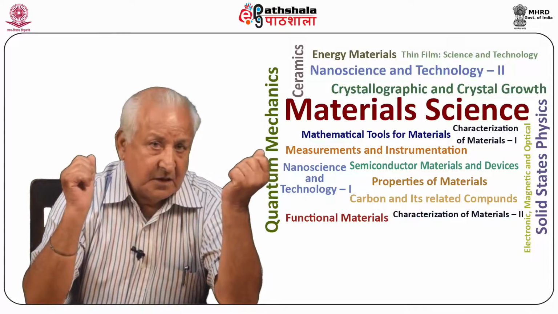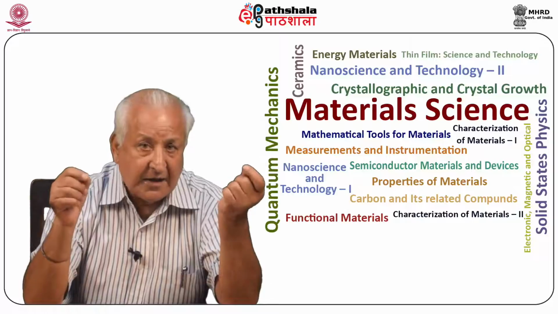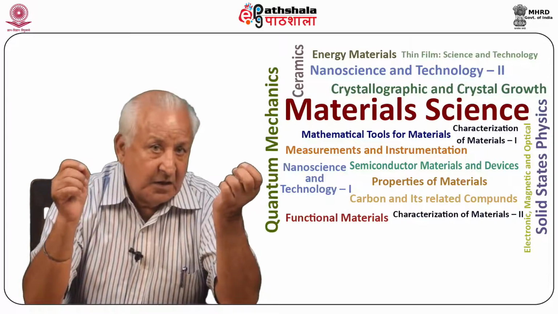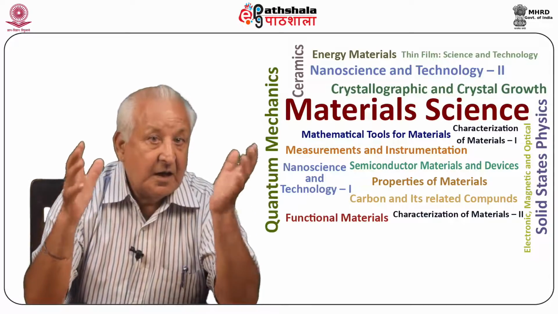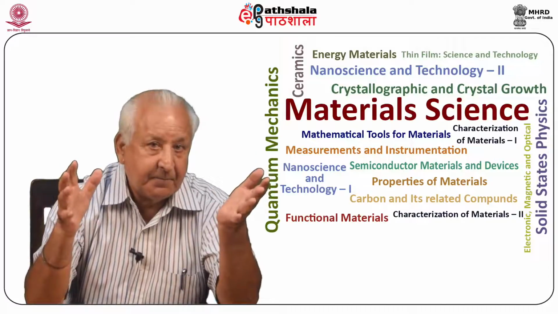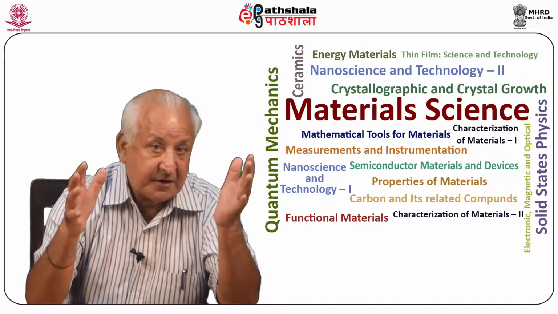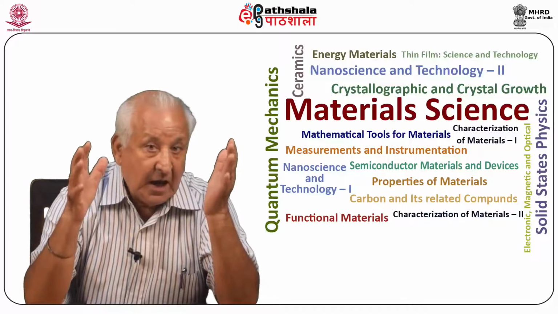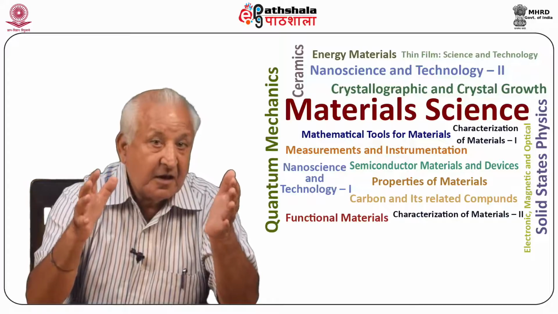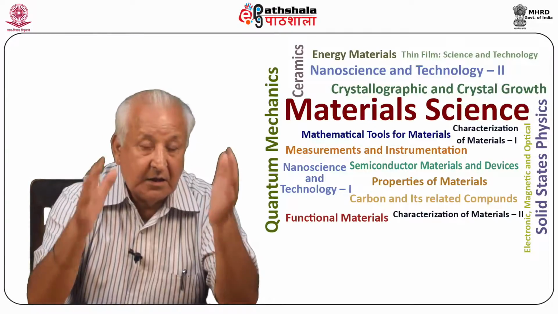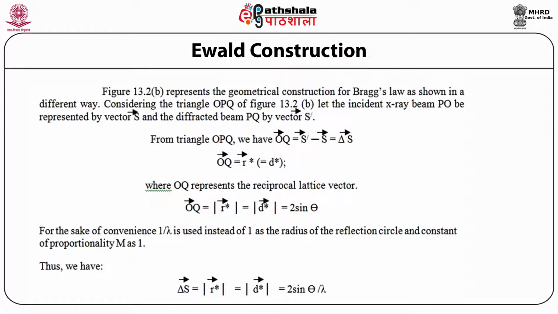This circle is therefore known as circle of reflection, which, if considered in 3 dimensions, will be substituted by a sphere. The above said construction by Ewald and the above described sphere of reflection is named after him as Ewald sphere. Figure 13.2b represents the geometrical construction for Bragg's law as shown in a different way.